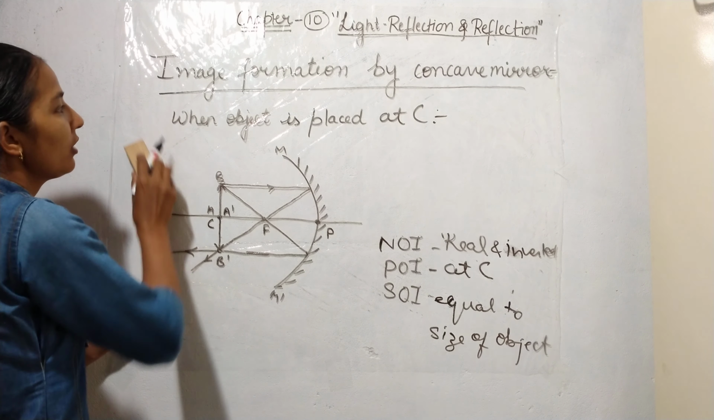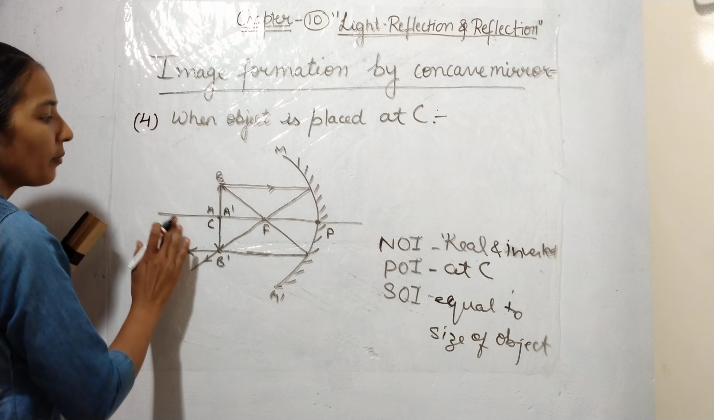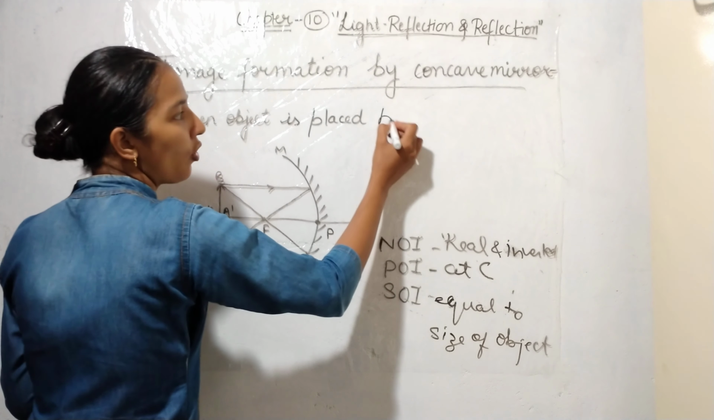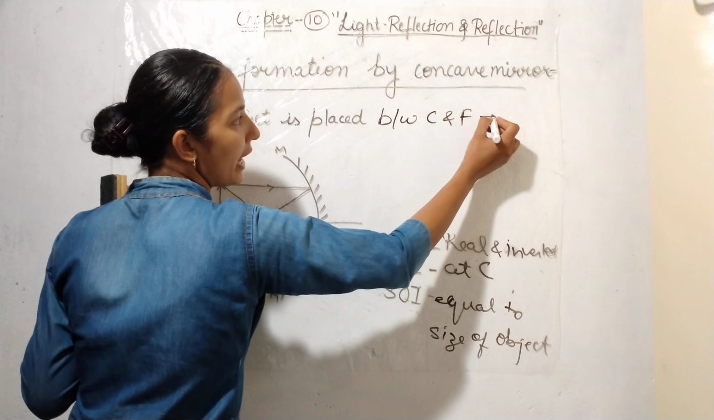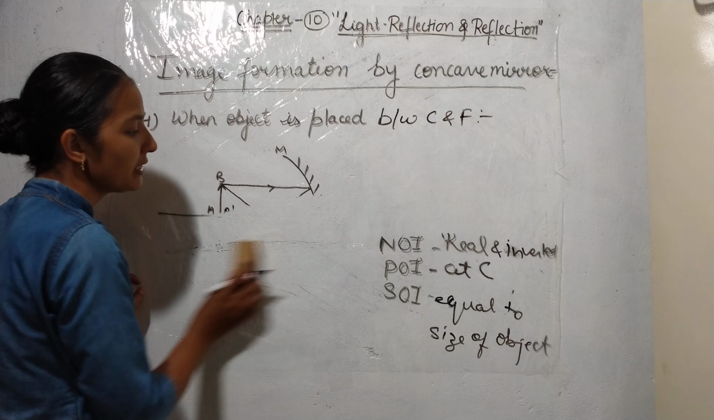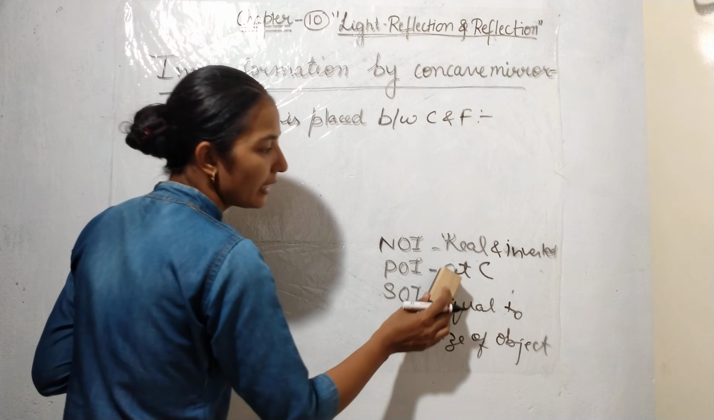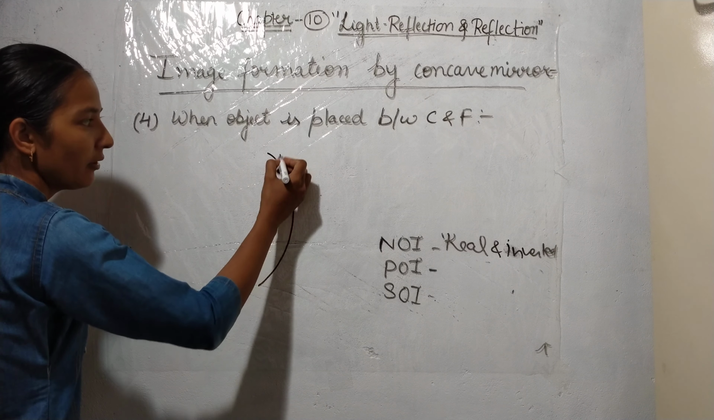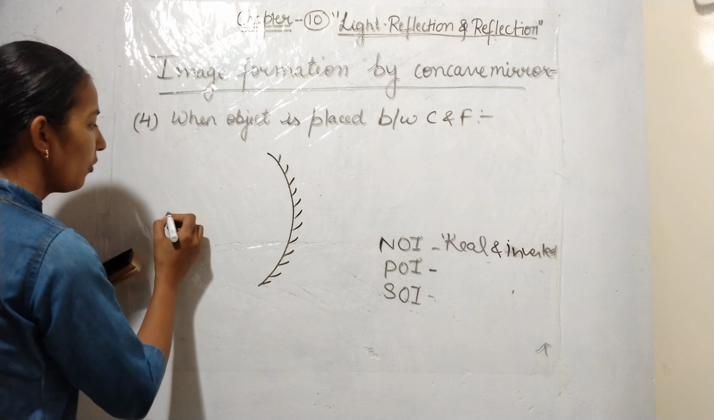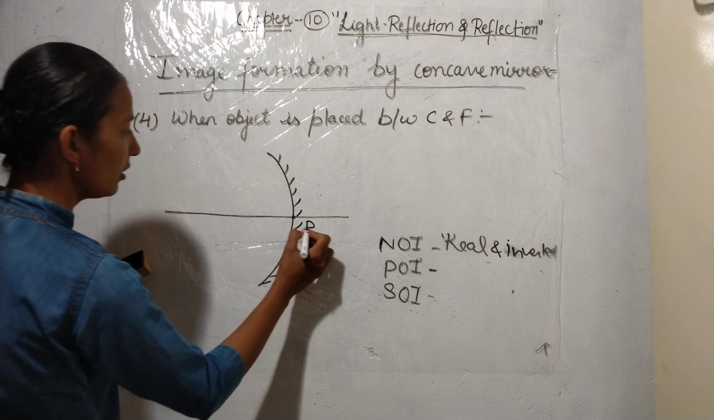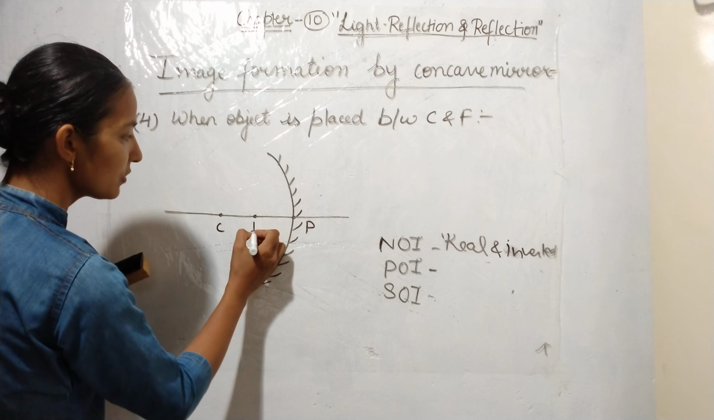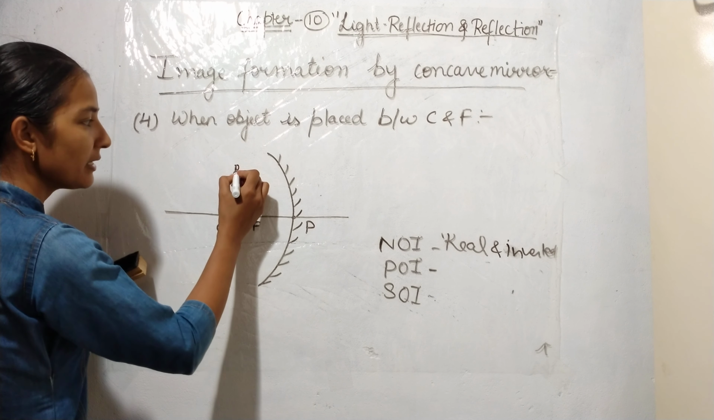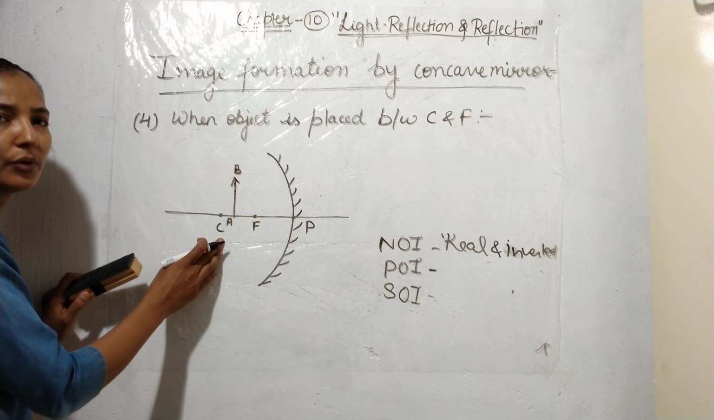Now we will go for the fourth diagram, that is when the object is placed between the center of curvature and focus at any place. Whenever any object is placed between the center of curvature and focus, how we get the image, we will see. So this is the mirror, that is a concave mirror. Now this is the straight line, this one is the pole, this one is the center of curvature, and this one is the focus. The object is placed anywhere between the center of curvature and focus.